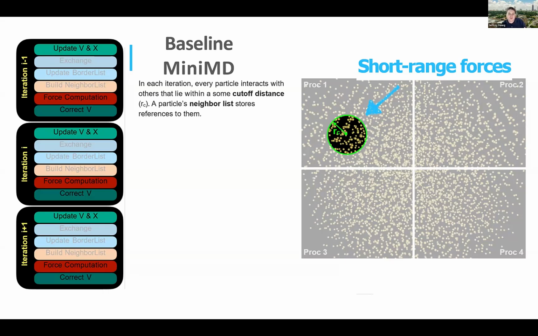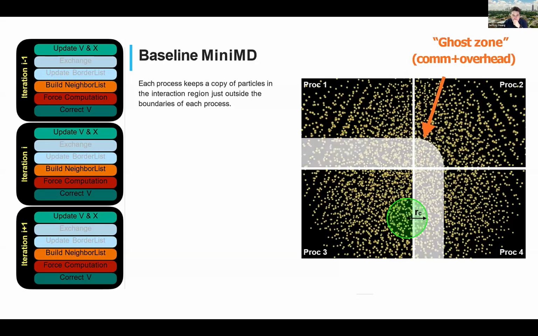MiniMD has a specific thing called a neighbor list that stores a reference to all the particles that are close enough to have a strong interaction with that particular particle. Each of these processes has these neighbor lists, but also has a boundary region between the processors that encapsulates that cutoff distance and says, even though these particles are on a different processor, these are also ones that may impact the velocity of this particle in the next iteration.